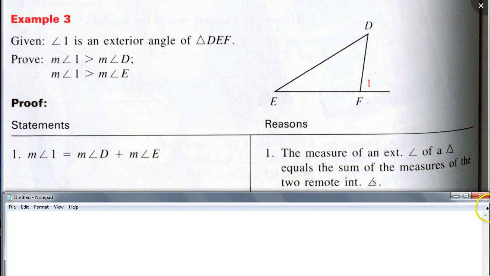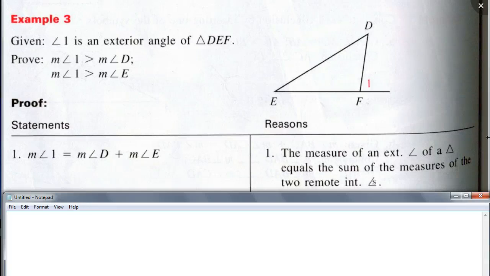The measure of an exterior angle of a triangle equals the sum of the measures of the what? Two remote interior angles. Those are the two remote, not like angle DFE. That's not what we're talking about. Remember, remote means it's far away from it. It's not the adjacent angle, right? So the measure of an exterior angle of a triangle equals the sum of the measures of the two remote interior angles, okay? So if you forgot about that, write it down. I'll wait. So then what do we do next?